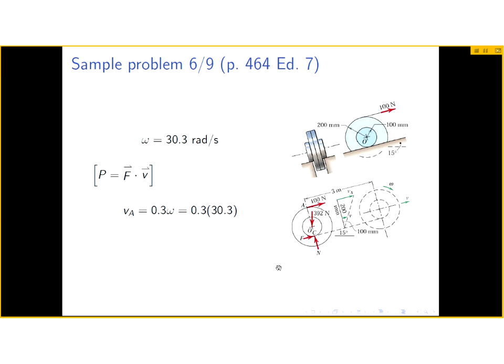And if we then substitute this into our power equation, that gives us 100 times 0.3 times 30.3. If you calculate that, you can get the value of 909 watt. And that then concludes this example.